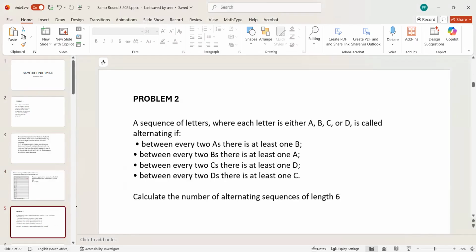Okay, the second problem: a sequence of letters where each letter is either A, B, C, or D is called alternating if between any two A's there is at least one B. We'll put this sequence in a box again. 6 numbers.